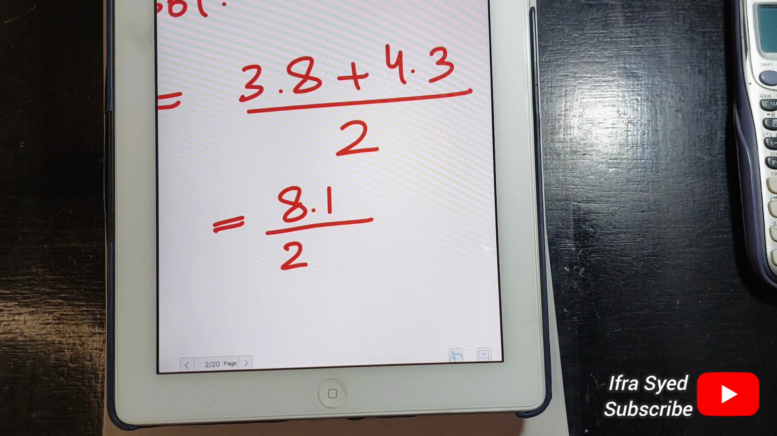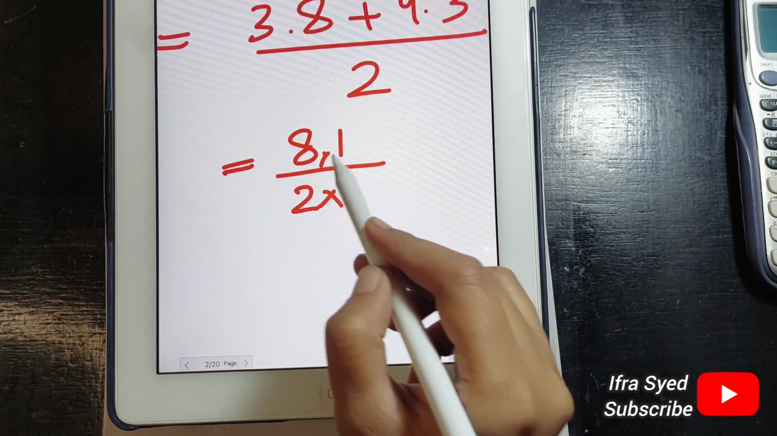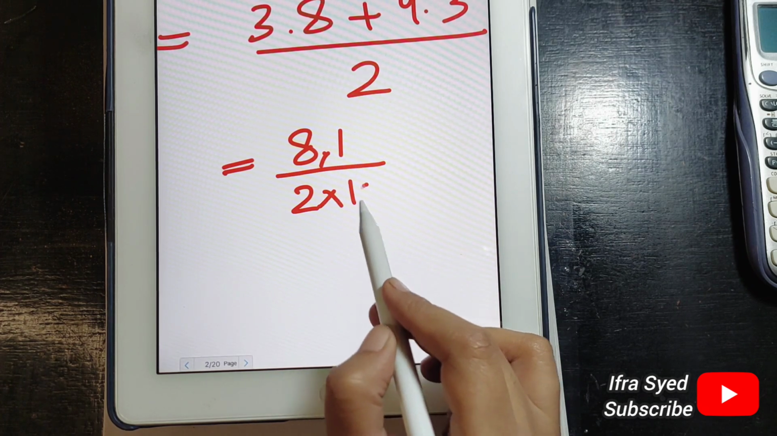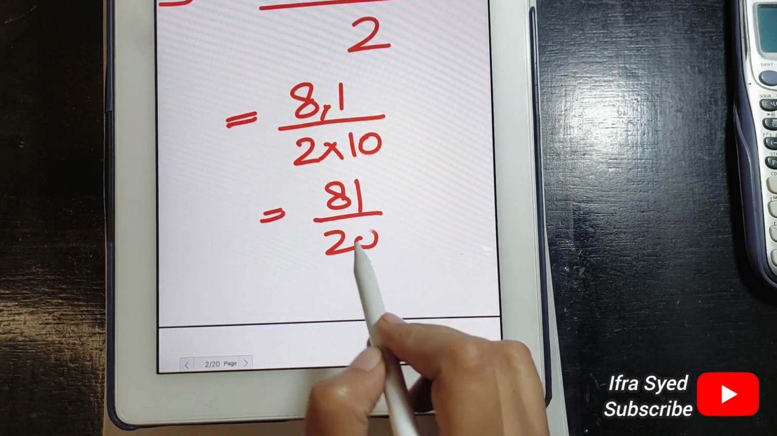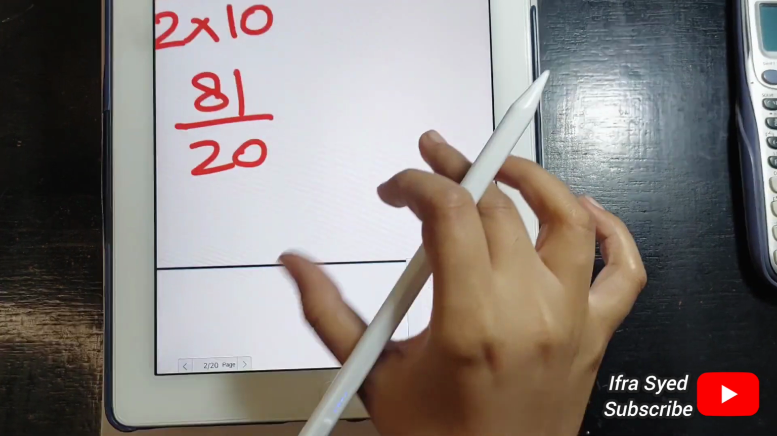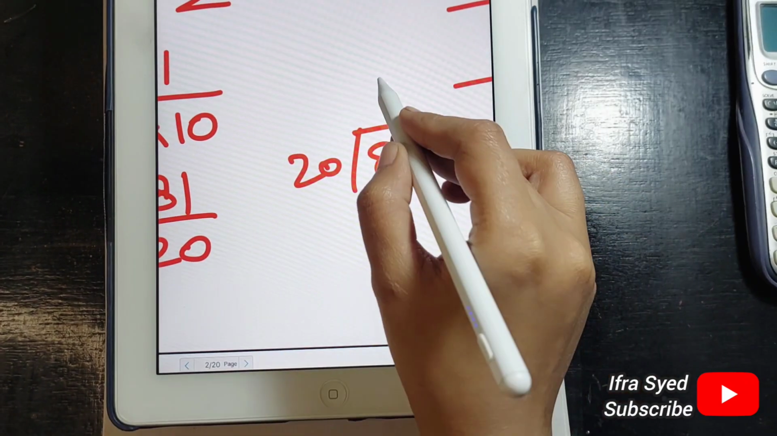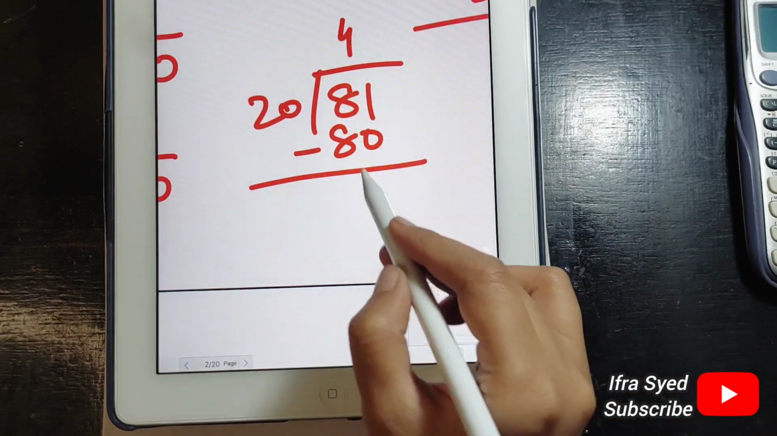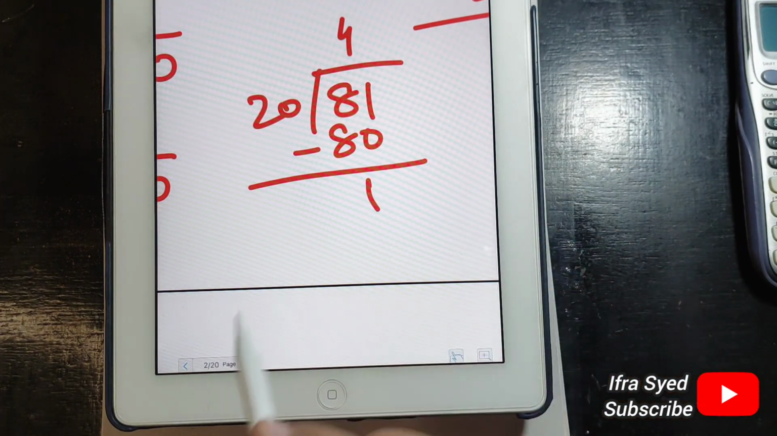We can easily solve this by removing this decimal point. So I'm writing 1 under this decimal point, and as you see that we have one digit after this decimal point, so that's why I'm writing 10 here. Now I have 81 divided by 20. We can easily divide 81 by 20. So 20 into 4 is equal to 80, and when we subtract 80 from 81, our answer will be equal to 1.